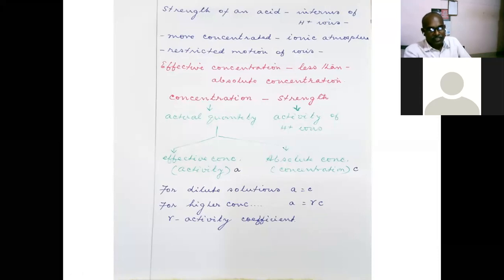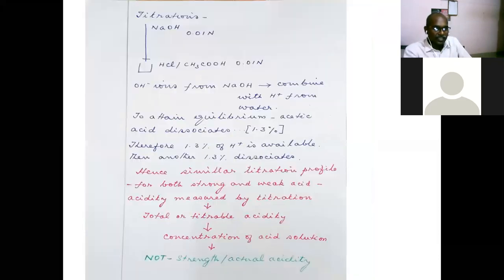Concentration is the actual quantity of the acid taken, but strength is how many H plus ions are actively participating in the reaction. That is the strength. So you should understand the difference. Suppose I am doing a titration. When I do the titration, suppose I take hydrochloric acid, which is a strong acid, where the H plus ions are always ready for the reaction with the OH minus ion.